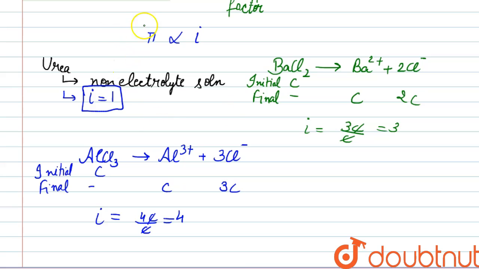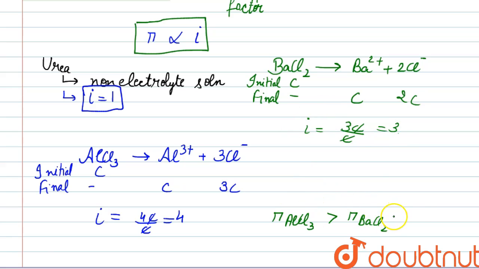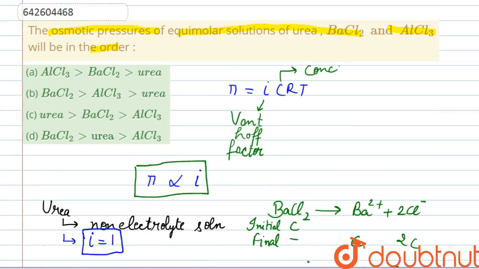Now we know that pi is directly proportional to i, that is, the osmotic pressure depends on i. The higher the value of i, the higher the osmotic pressure, and we have the maximum value of i in the case of AlCl3, that is 4. So the osmotic pressure of AlCl3 will be greatest, then we have i as 3 for BaCl2, so the osmotic pressure will be next for BaCl2, and at last it will be urea. So this is the order of osmotic pressures for the equimolar concentrations. Now we have to choose the options. AlCl3 has the maximum, then BaCl2, then urea. So the correct option will be option A.